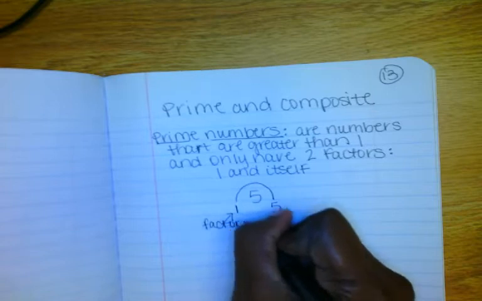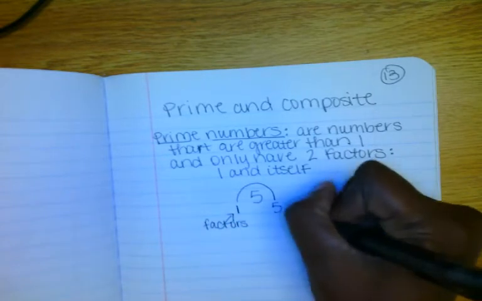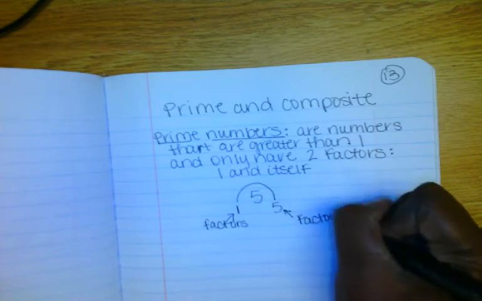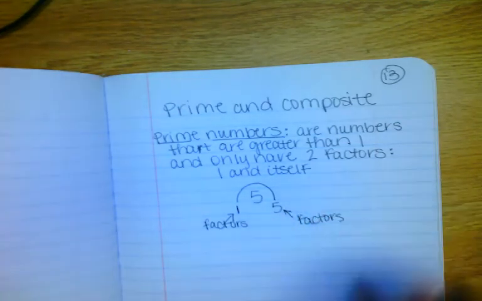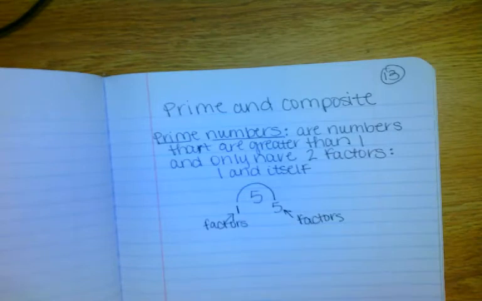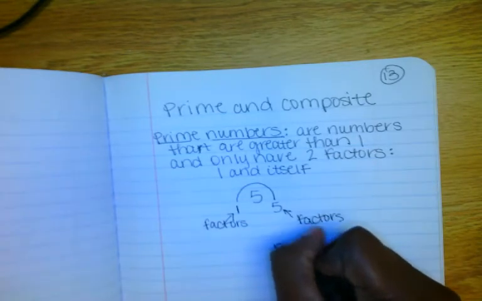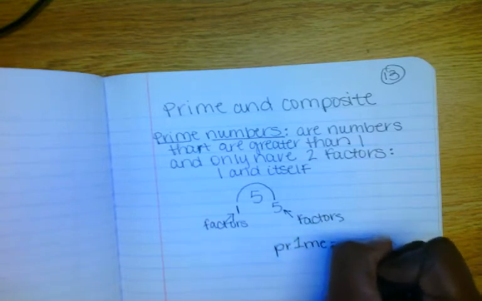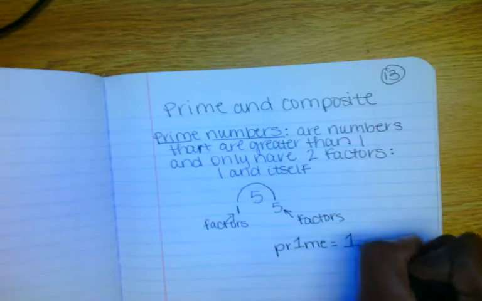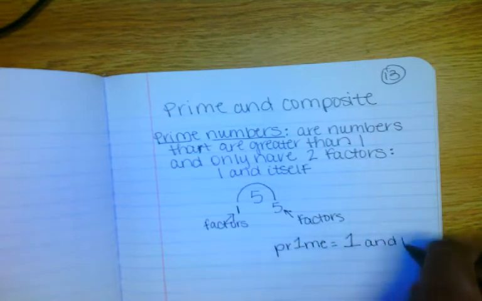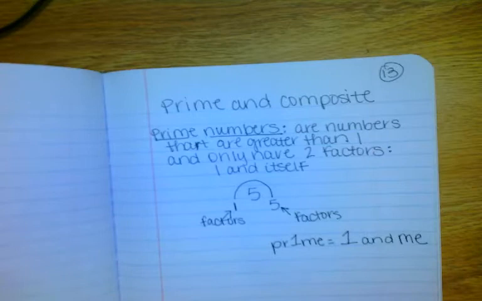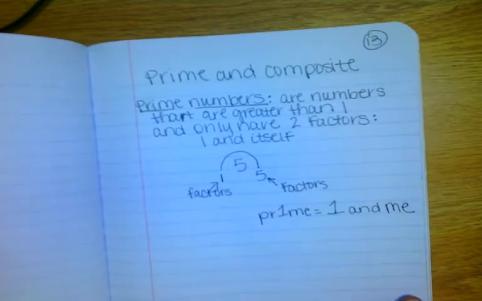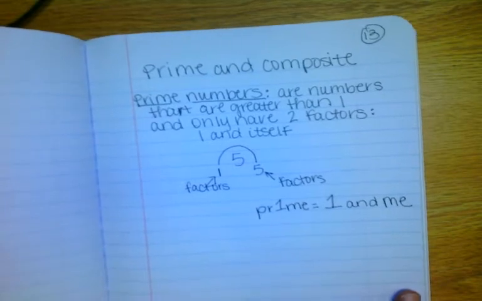And each one of these are factors. So 1 is a factor and 5 is a factor. And a way that we remember prime numbers is we can write it like this. Prime is equal to 1 and me. The only thing you can multiply together to get that number is 1 and itself, so that means that number is prime.